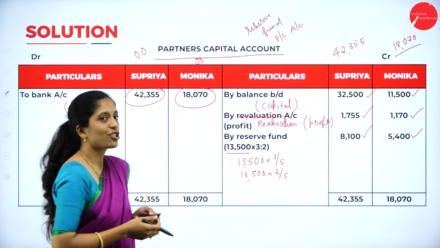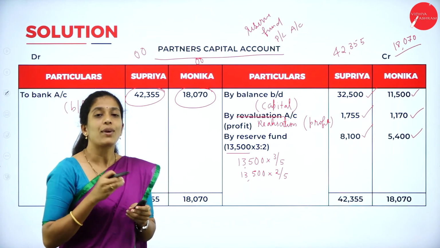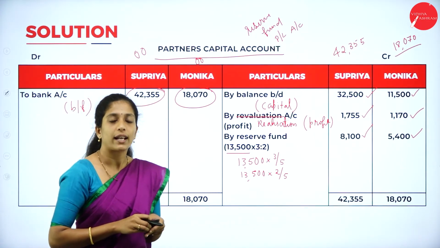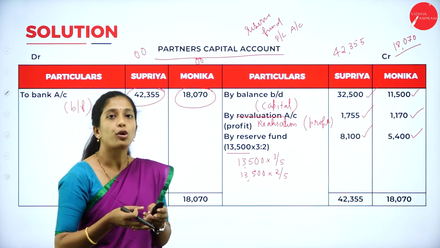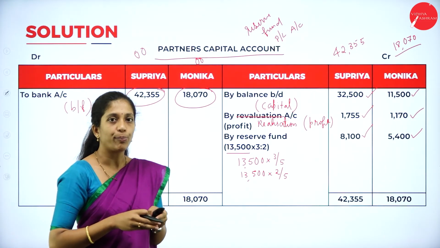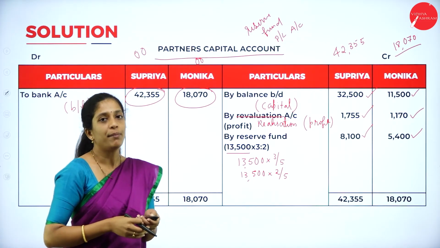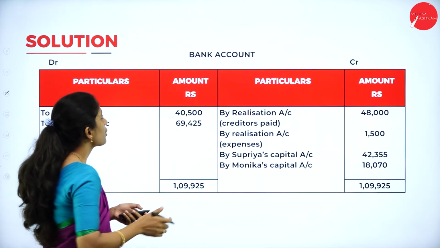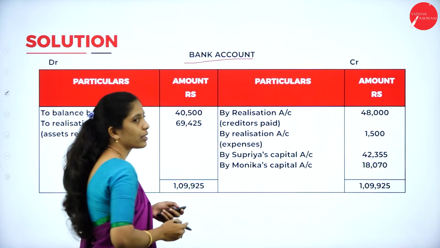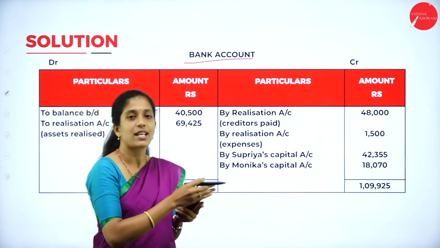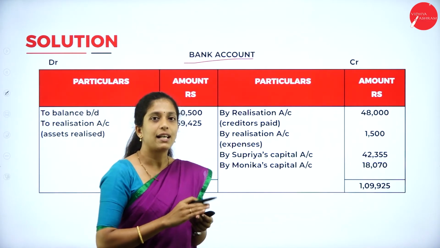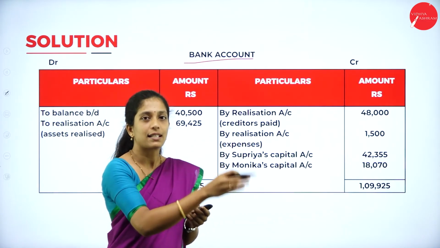Next account which has to be prepared is bank account. Here we are not going to prepare partner's loan account because no partner have contributed loan to the partnership firm. So directly we shall prepare bank account. So write the heading bank account and you will be having debit and credit side. Under debit side particulars amount and credit side particulars and amount.